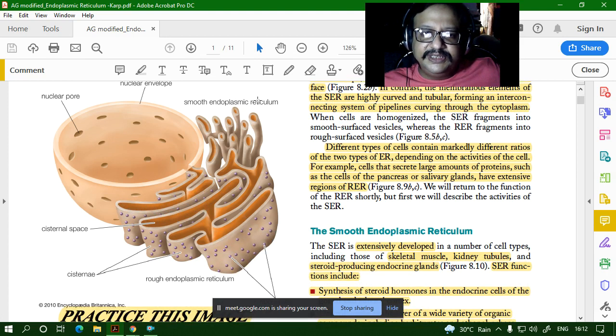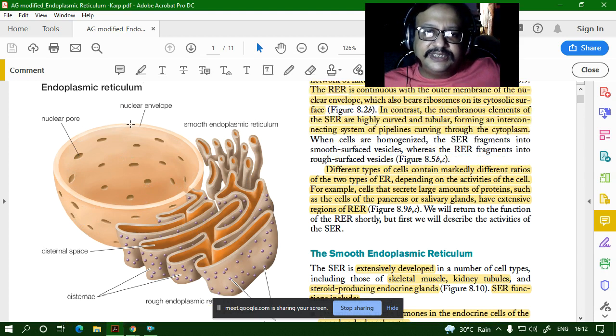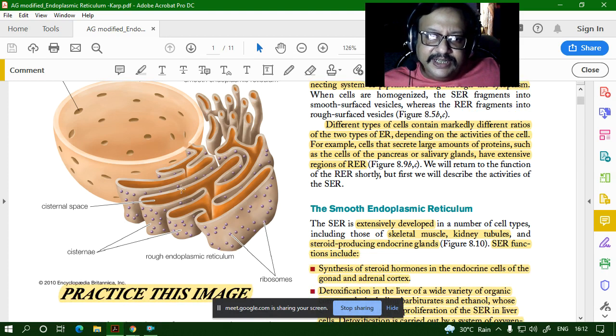You see this part, this is the section of the nucleus, and these are the nuclear pores. This is the nucleus covering. From here, the endoplasmic reticulum, you're looking at it in a three-dimensional view. What you see over here are finger-like, sac-like projections, and they are known as cisternae. The space in between is known as the cisternal space.